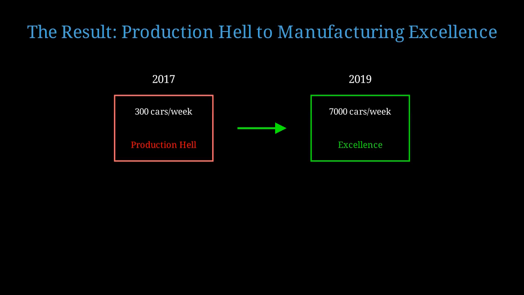The result? They went from what Musk called production hell in 2017 to producing hundreds of thousands of cars per year. They went from about 300 cars per week to over 7,000 cars per week. That's more than a 20-fold increase in just 2 years.